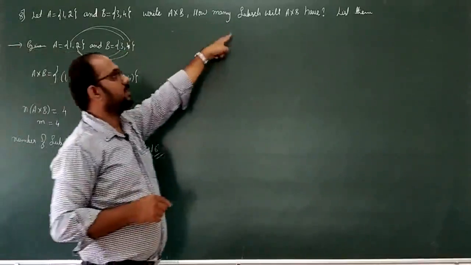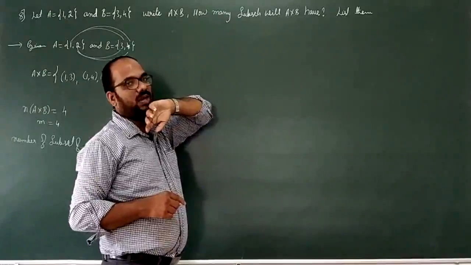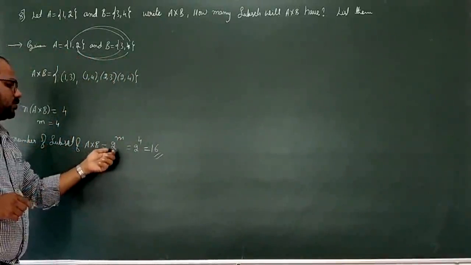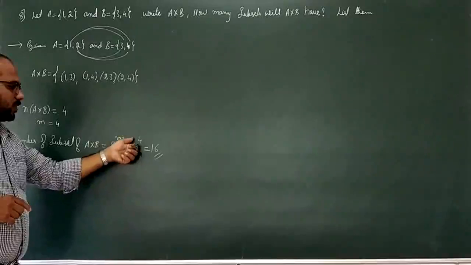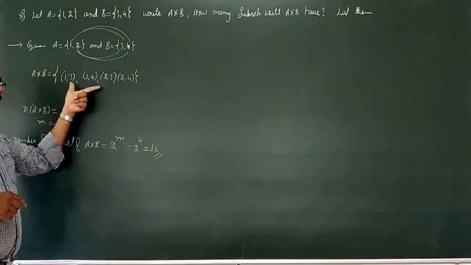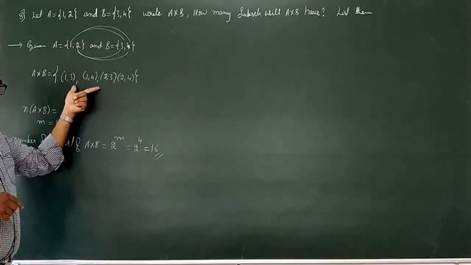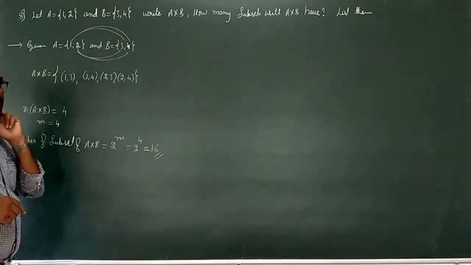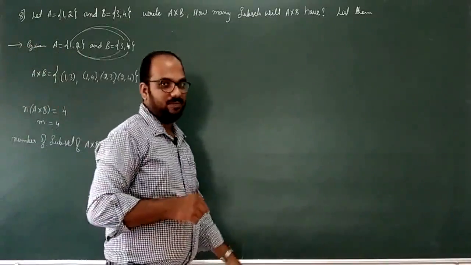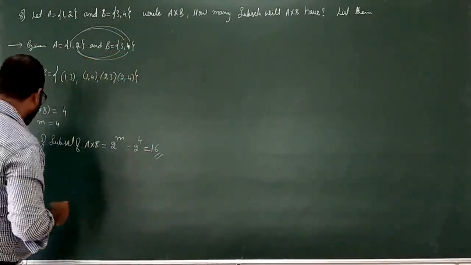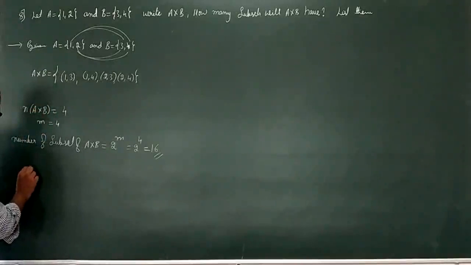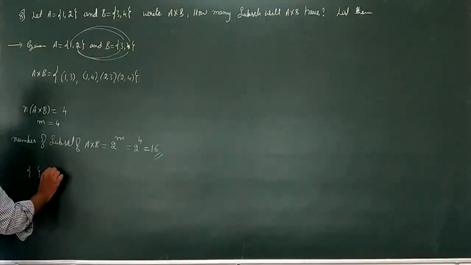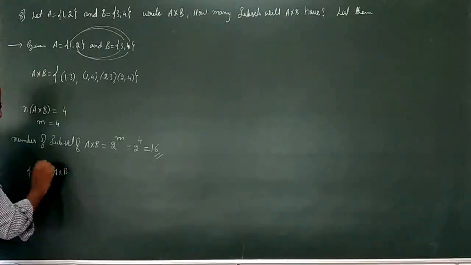Next, how many subsets will the Cartesian product of A and B have? The number of subsets of the Cartesian product of A and B is equal to 2 to the power of m, where m is the number of elements or ordered pairs present in the Cartesian product, that is 4. Therefore 2 to the power of 4 is equal to 16. And about listing them, first one is the null set. The null set is a subset of the Cartesian product of A and B.